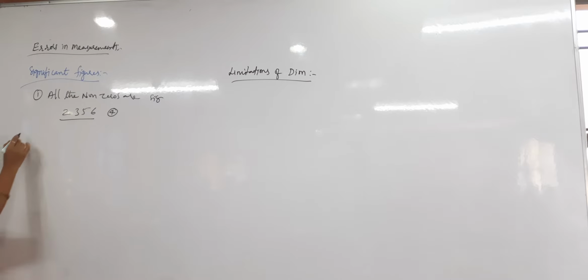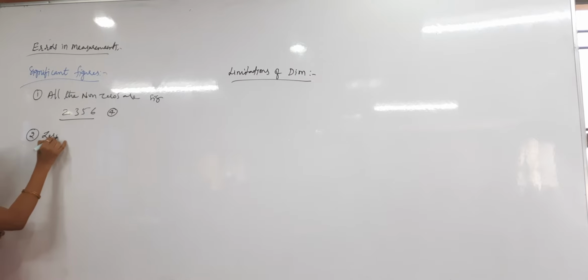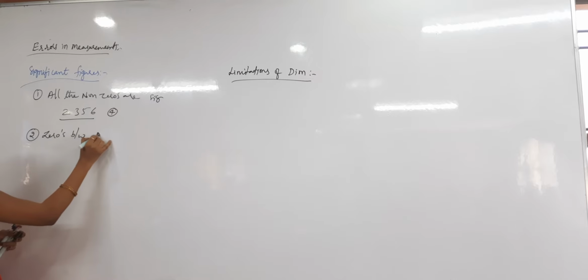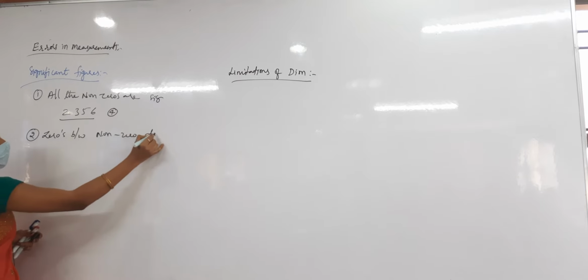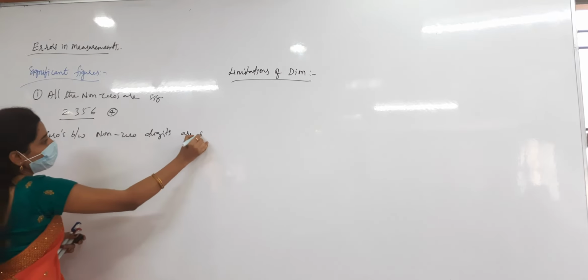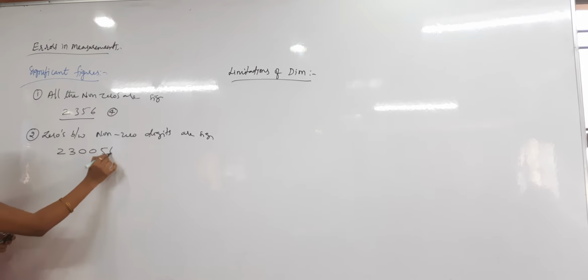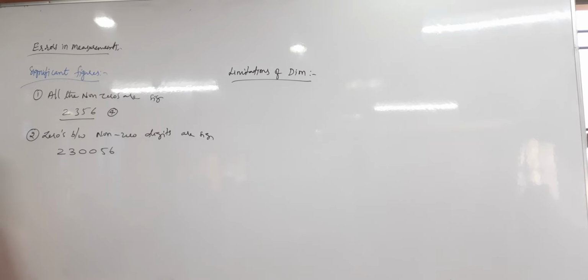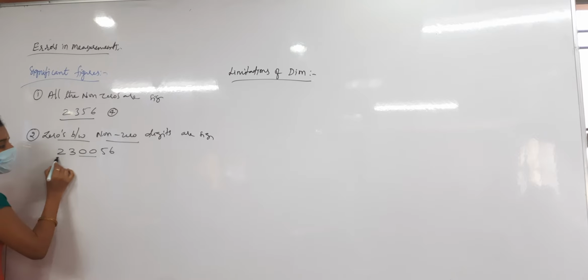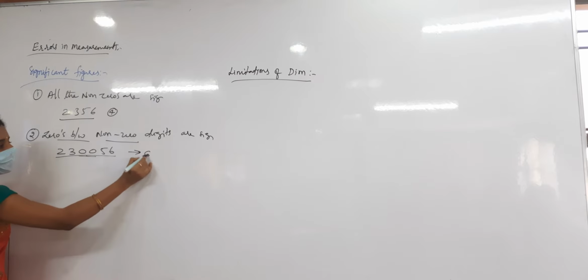Okay. The next rule: the zeros between non-zero digits are significant. For example, if I say the same number 2, 3, 0, 0, 5, 6, how many significant figures are there? 6 significant figures are there here. Why? Because I said zeros between the non-zero values. These two zeros are also significant, because they are in between the 3 and 5. Clear, right? So the zeros which are in between the non-zero values are also significant. So how many significant figures here?